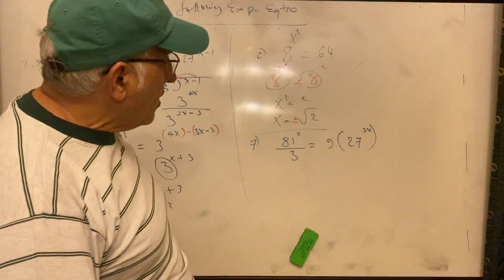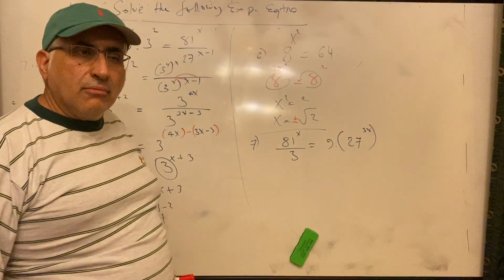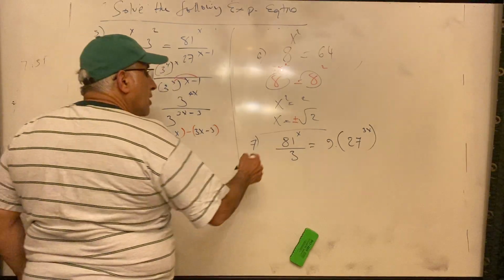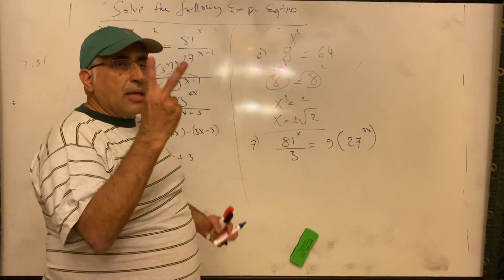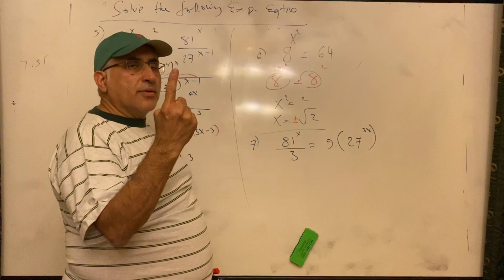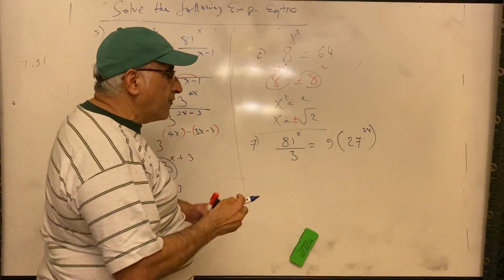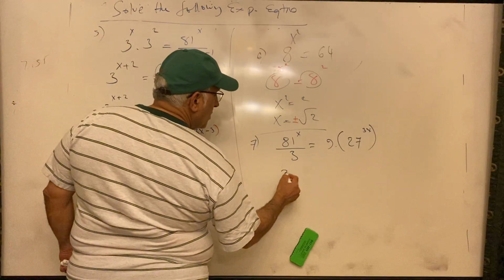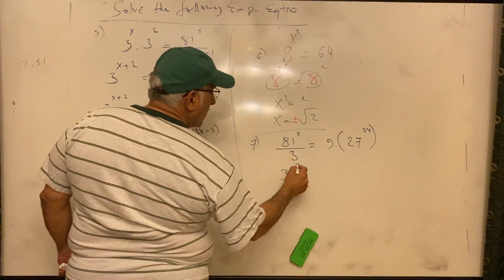So you can see everything is a base of 3. Can I prove it? Yes. 81 is 9 times 9. The first 9 is 3 squared, the second 9 is 3 squared. So how many 3's? There are 4. So you're going to say 3 to the power 4 times x.